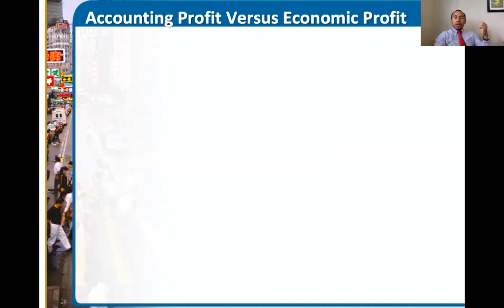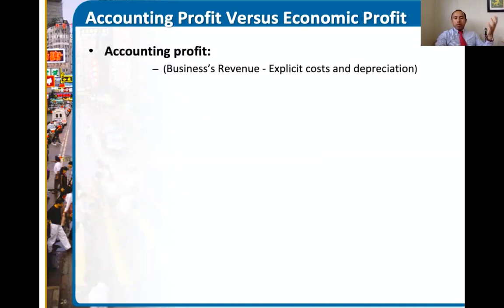Traditionally, we have accounting revenue or accounting profit. That is, in this case, the difference between the business revenue, the traditional business revenue, the value of sales, minus the cost of operations, explicit costs, and any depreciation of assets.